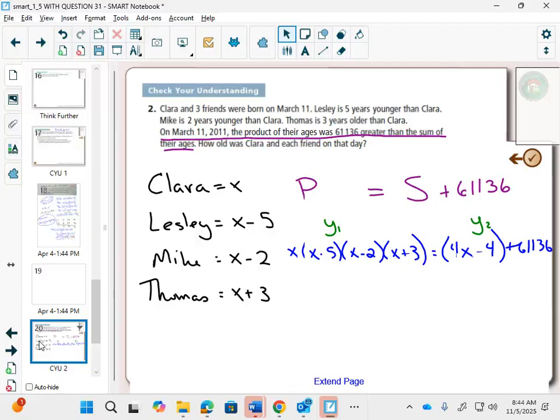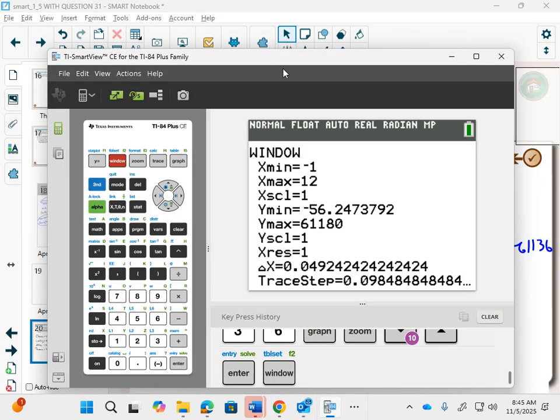So I know that x is my age. When I look at y1 and y2, y1 is a polynomial. You know the x-intercepts are 5, 2, and -3. So that's kind of helpful information. y2 is 4x plus 61,132. That's a line with a positive slope and a y-intercept at 61,132. So if you know a little bit about what your equations are, those can also help you look at what you want to do.